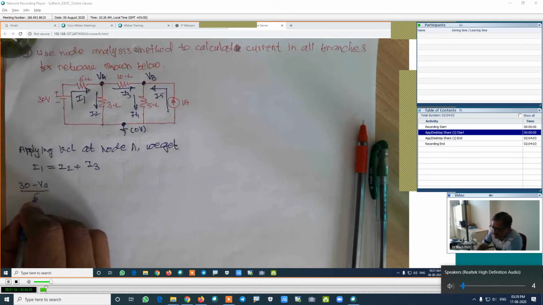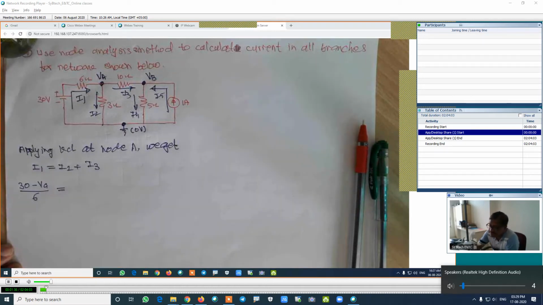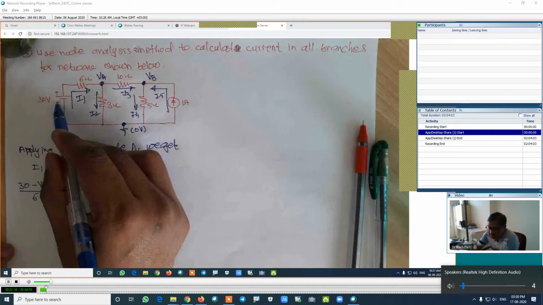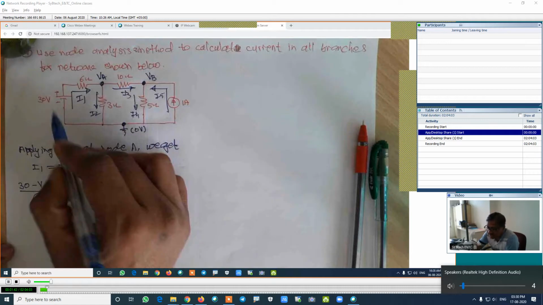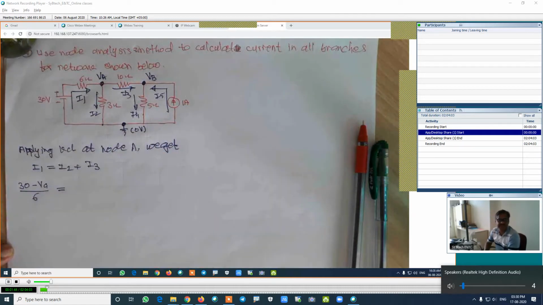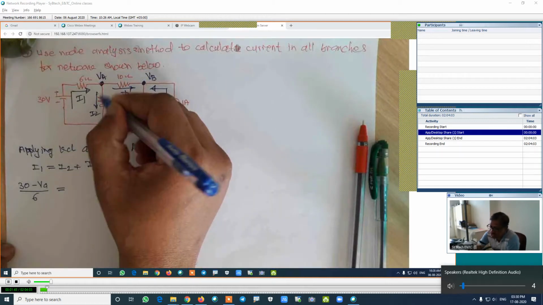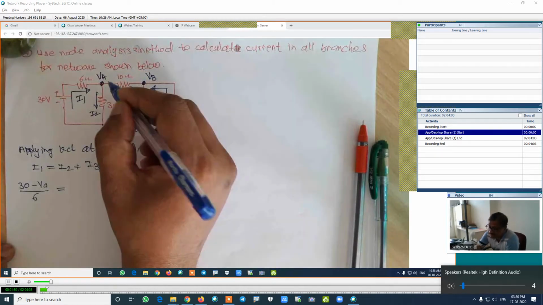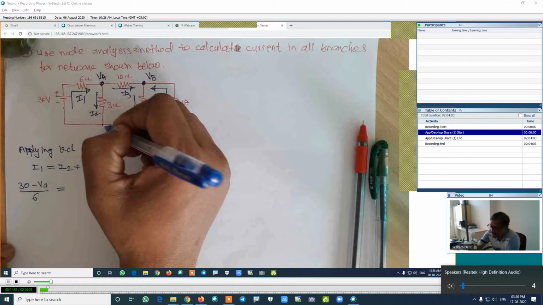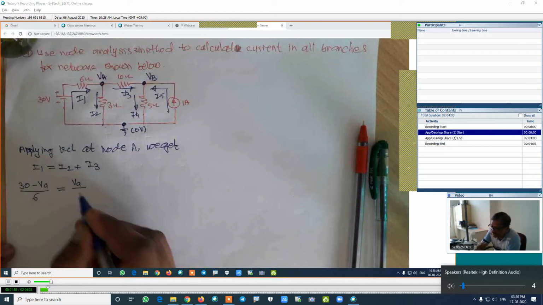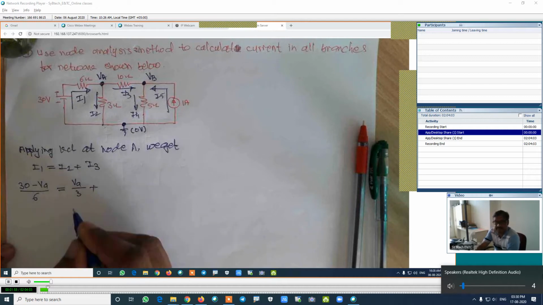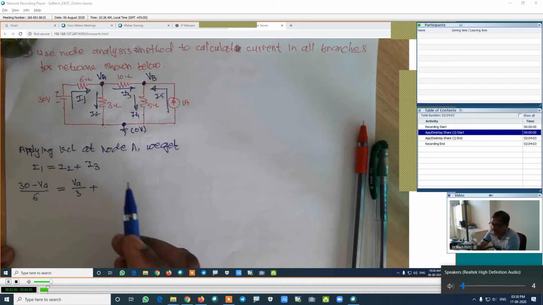In short, this is 30 minus VA divided by 6, which is equal to, are you getting me? 0, negative to positive, plus 30, 0 plus 30 is 30, minus VA divided by the resistance of this branch, which is 6, is equal to I2. I2 is the current in this particular branch. What is its value? This is VA minus 0 divided by 3. Its value will be VA divided by 3, is the I2, plus its third current, which is I3.